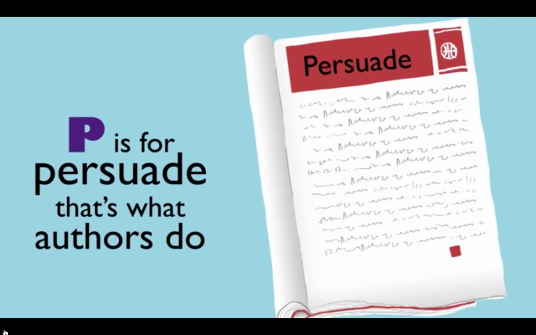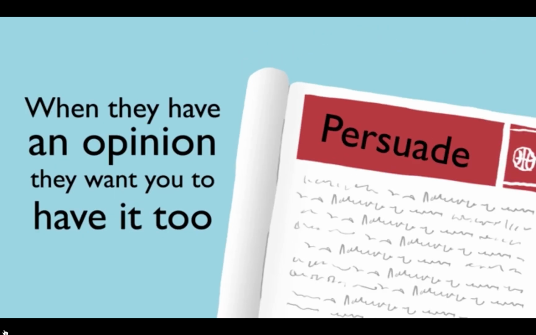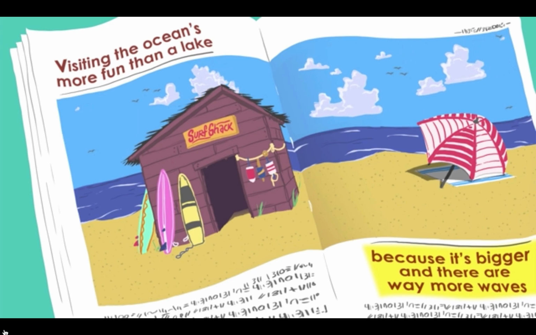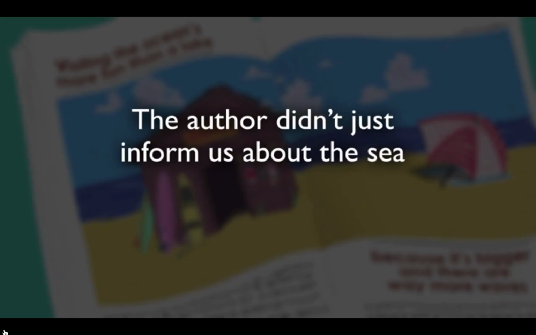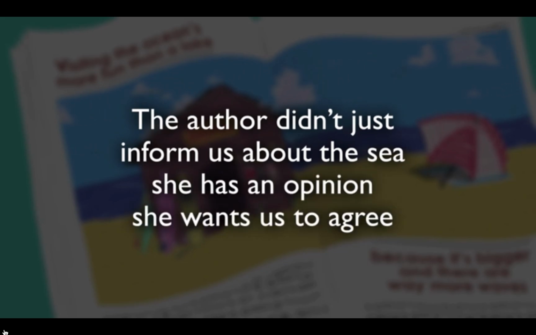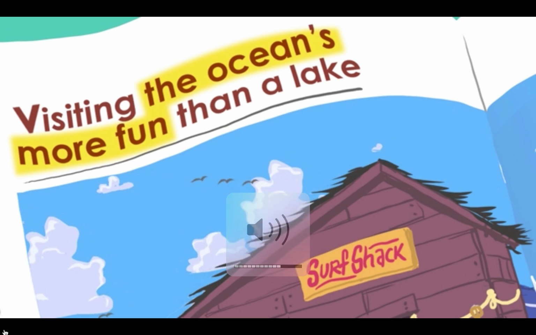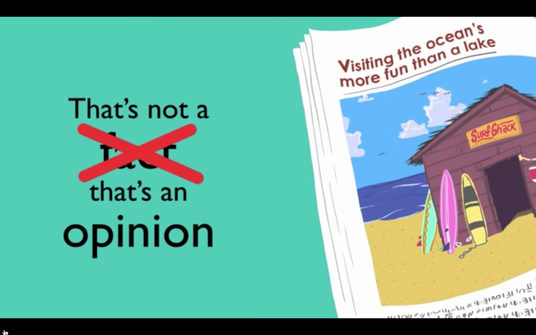P is for persuade. That's what authors do when they have an opinion. They want you to have it too. Like visiting the ocean's more fun than a lake because it's bigger and there are way more waves. The author didn't just inform us about the sea. She has an opinion. She wants us to agree. When she said that the ocean's more fun, that's not a fact, that's an opinion.